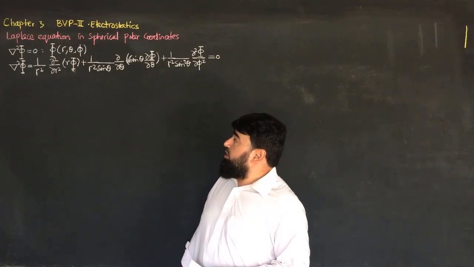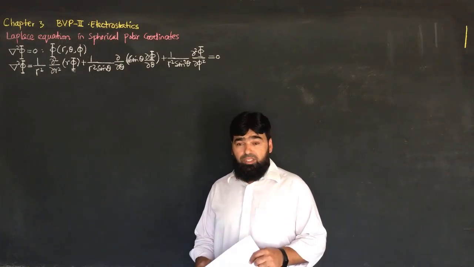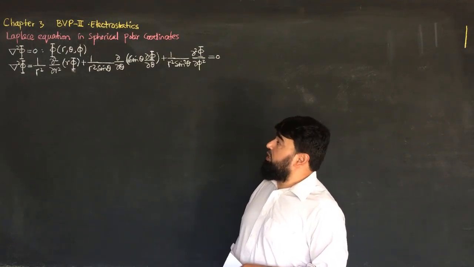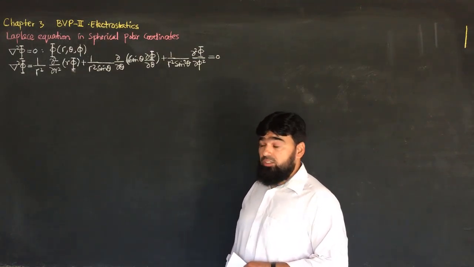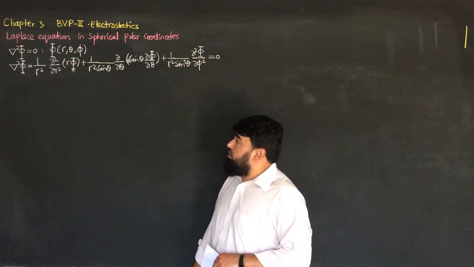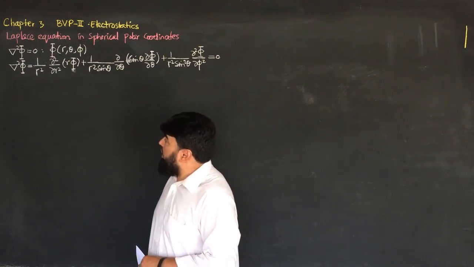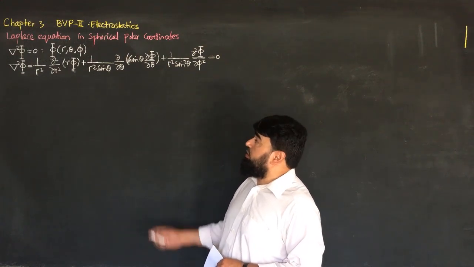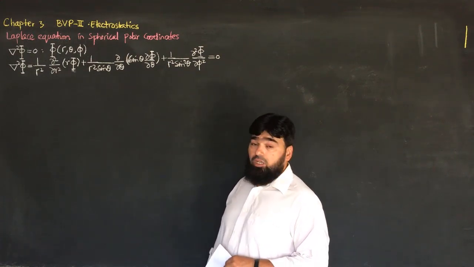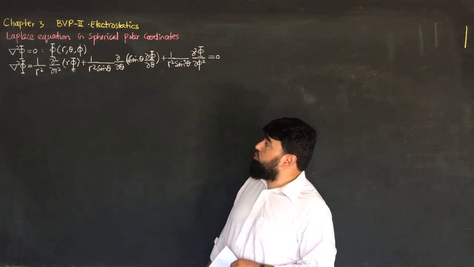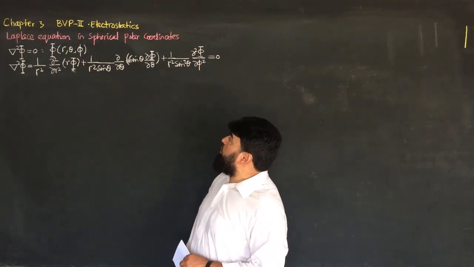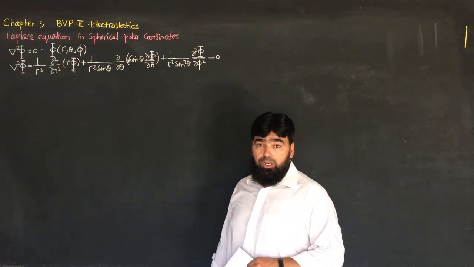Let's start with classical electrodynamics. After a very long time, almost 3 months, we are back to the classical electrodynamics lecture series. As you know, we have already completed a couple of lectures in chapter 3, which are the boundary value problems in electrostatics, and we have solved the Laplace equation in spherical polar coordinates.